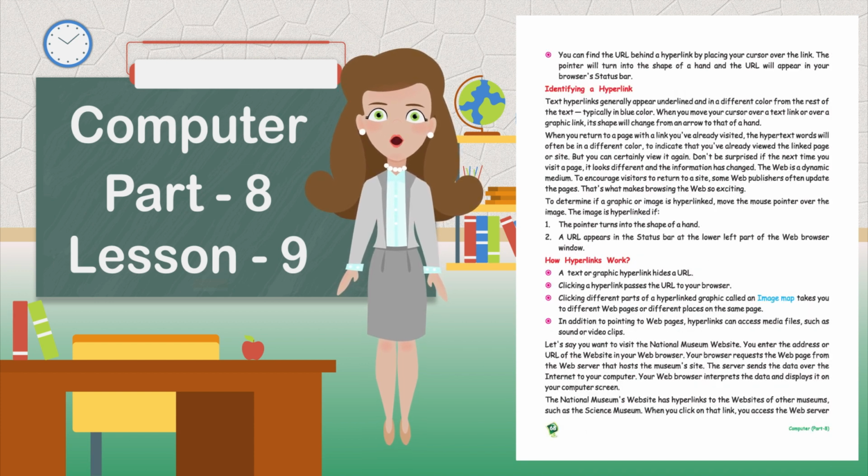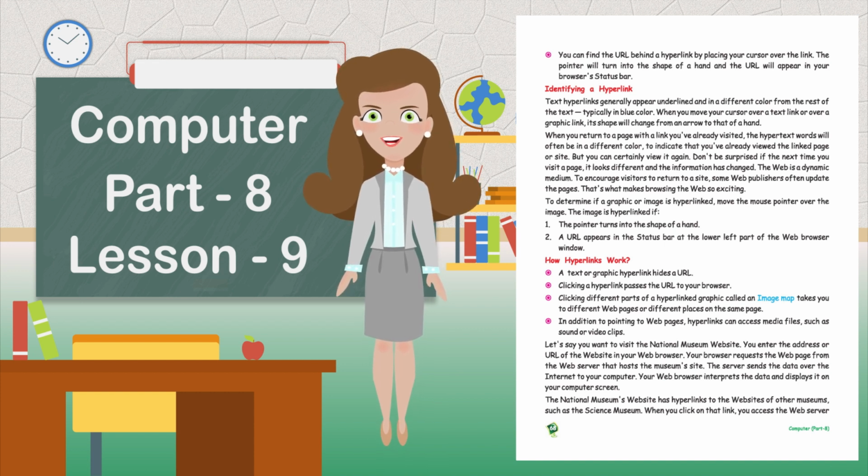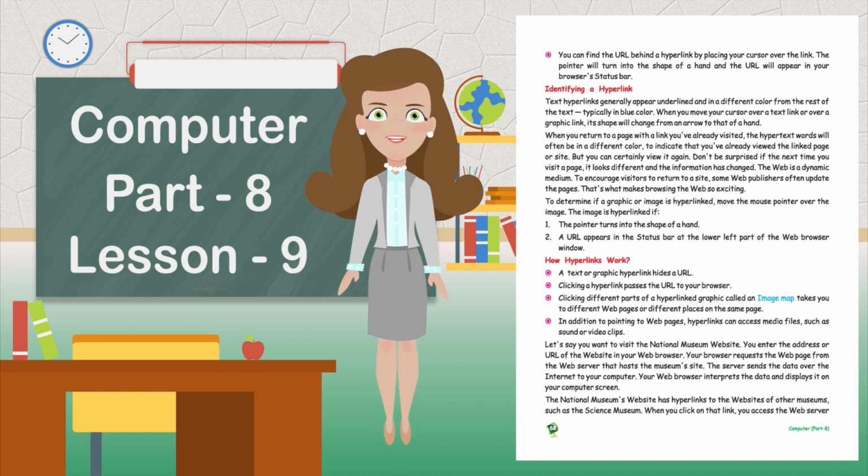You can find the URL behind a hyperlink by placing your cursor over the link. The pointer will turn into the shape of a hand and the URL will appear in your browser's status bar. Identifying a hyperlink. Text hyperlinks generally appear underlined and in a different color from the rest of the text, typically in blue color. When you move your cursor over a text link or over a graphic link, its shape will change from an arrow to that of a hand.